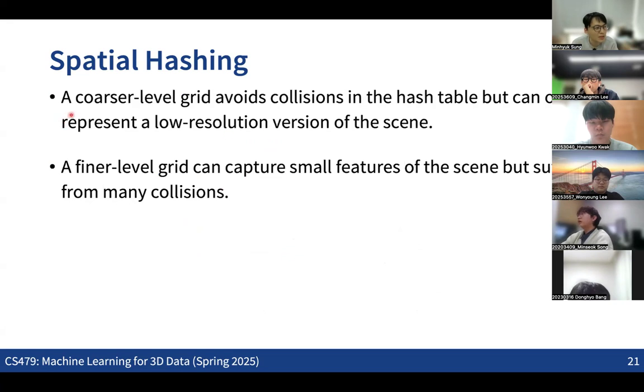So what we can see is that at the coarser level of the grid, there will be less likelihood of collision if we limit the size of the hash table, because the number of corner points will be smaller, right? So there will be no collision. But you will only be able to represent the low resolution information of the scene. For high frequency details, if we use a finer level of the grid, there will be more likely collisions across the voxels, but it will be able to capture fine details. So there is a trade-off between these two.